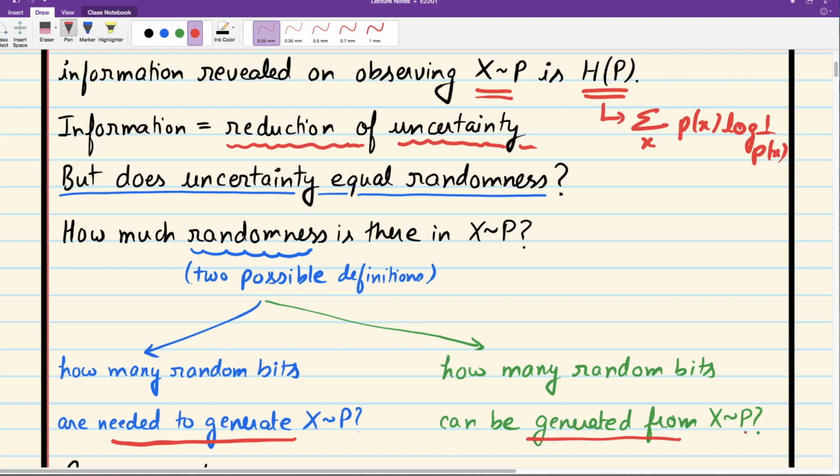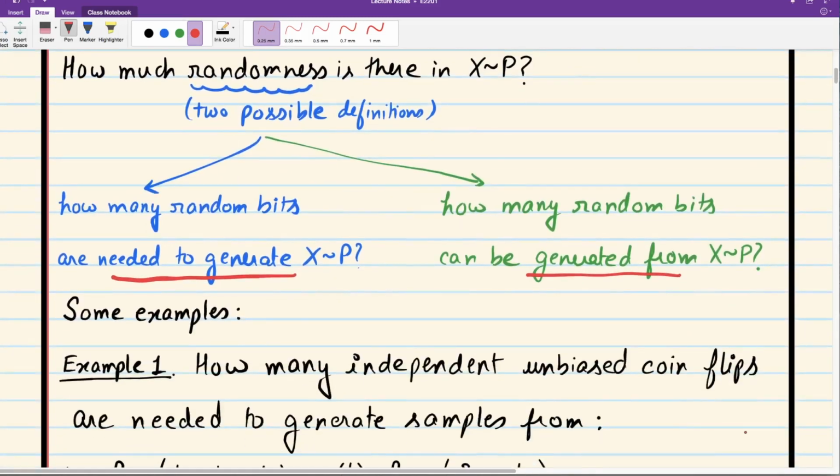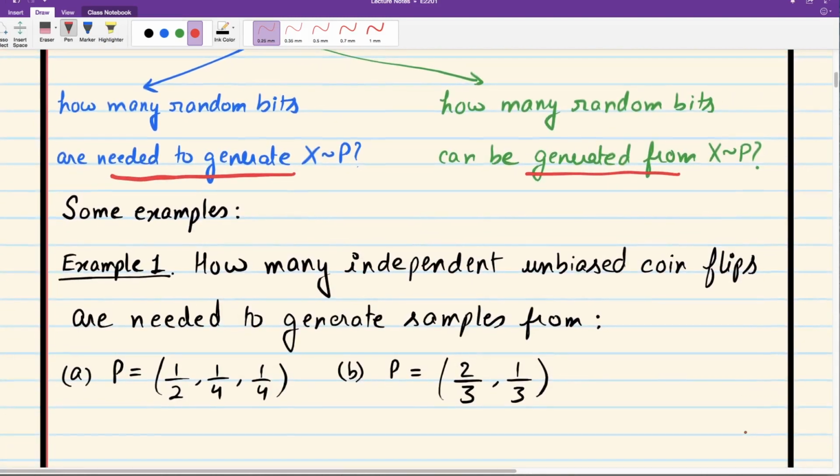The answers to these two questions can be thought of as natural measures of uncertainty, natural measures of randomness in a random variable. And we will examine both these definitions this week. So just to make things concrete, let's look at some examples. Let's look at this first example about how many independent unbiased coin flips are needed to generate samples from these two distributions. So before I proceed, I will request you to pause and think about this answer for both these examples. And when you come back, I will be telling you the answer.